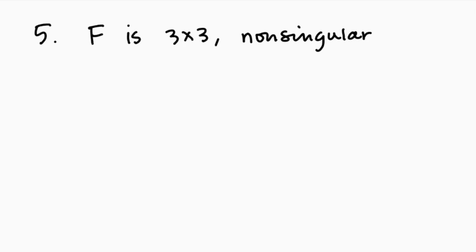All right. Number 5 says F is a 3x3 non-singular matrix, and we want to find the 4 fundamental subspaces of F. That would be really easy. Okay, the row space and the column space are both going to be all of R3, because F is row equivalent to the identity matrix, or however you want to say it.